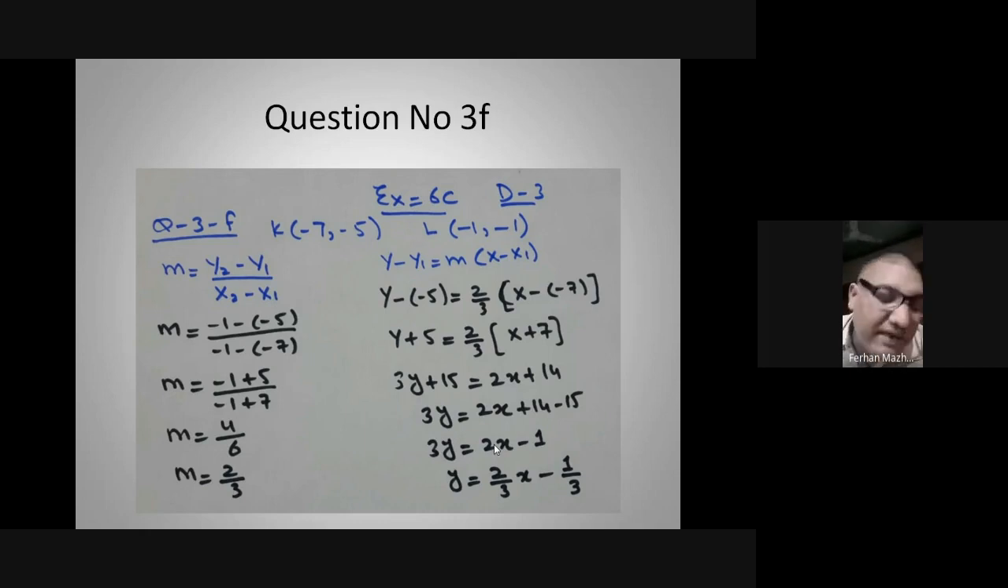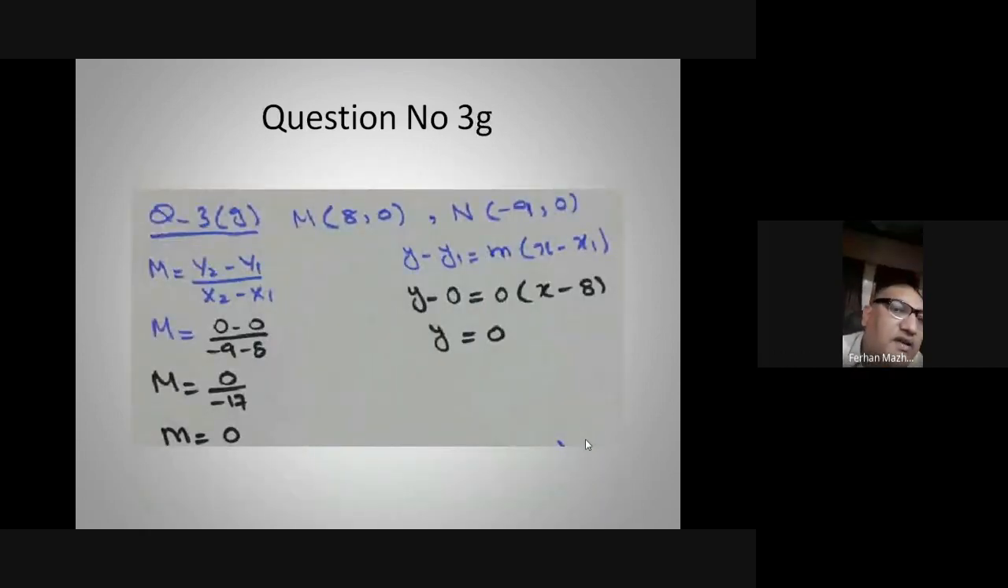Remember, this is the equation of that line in the standard form. So y is alone on the left side. The coefficient of the x here is equal to the gradient, and this constant here, minus 1 by 3, shows the y-intercept. Do you understand this question? Yes, sir. Okay, very good.